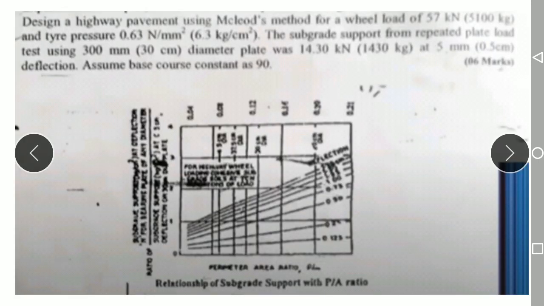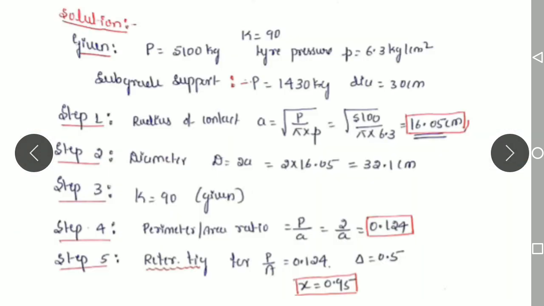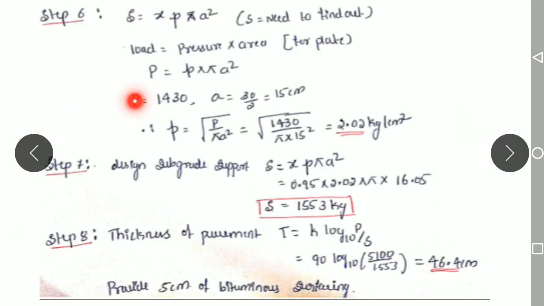Just observe in this, the load acting on a plate is given. That is 1430 kg. So the load acting on a plate is given, that load you have to consider, and the diameter of the plate is given, 30 centimeter. Therefore radius is equal to 30 by 2, 15 centimeter. By this equation the pressure you can obtain. Pressure is equal to, just take this outside, you will get the pressure value. So on simplification you will get the yield pressure of a plate.